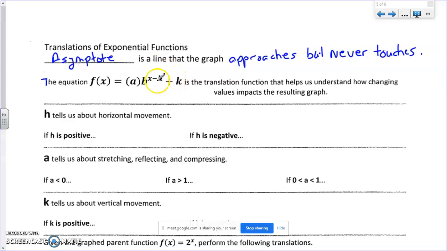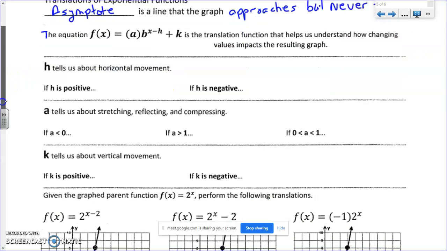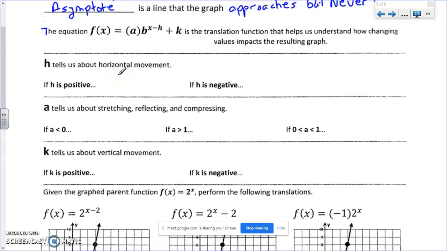What do we know about h? It always travels opposite. Same thing here. h tells us the horizontal movement. If h is positive, I'm going to move to the left. Oh, look at you. You already knew this. If h is negative, move right. Any questions at home, guys? Okay, if a is less than 0, we know it is going to reflect because that is negative, right?